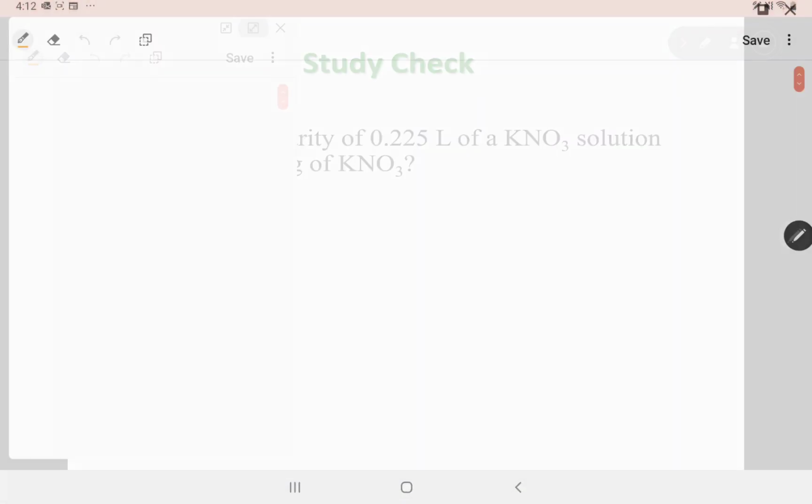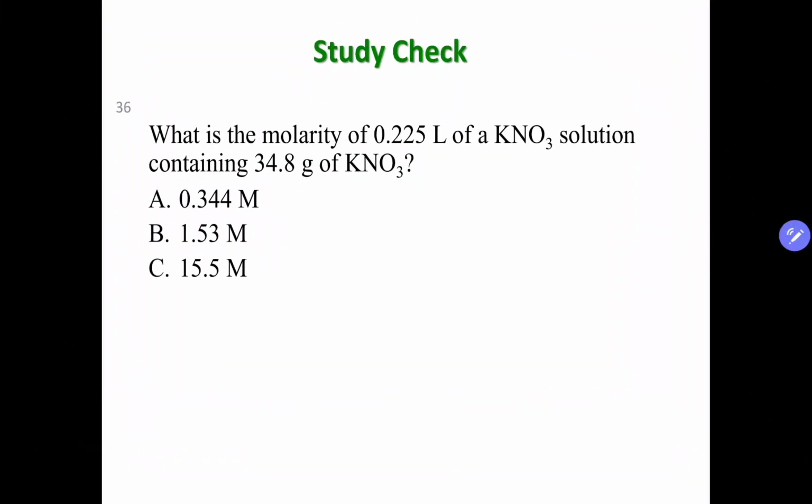Okay, guys, so this is what we have. We have a potassium nitrate solution. For that you use 34.8 grams of potassium nitrate. And the other important thing is that the molarity is not given. That is what you need to find.